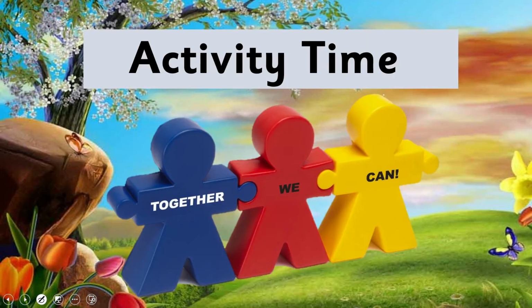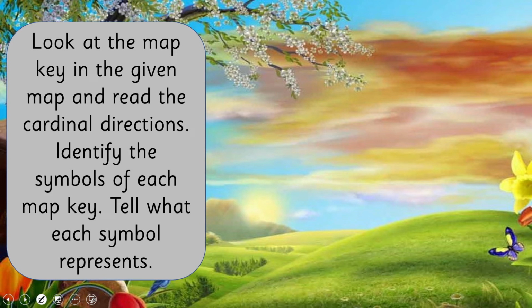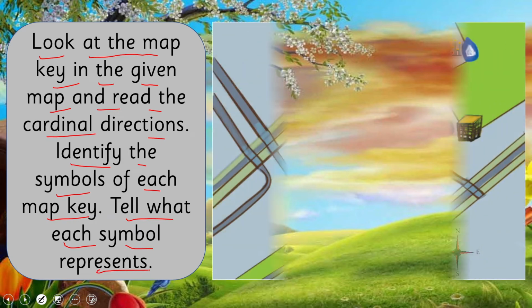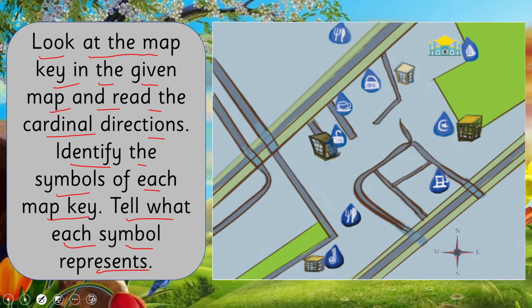Okay, good. So see there, now it's activity time, my dear students. Let's perform an activity and see what you have got about map reading. Look at the map key in the given map and read the cardinal directions. Identify the symbols of each map key. Tell what each symbol represents. Okay, my dear students, there is a map. See there and see how these are also cardinal directions: east, west, north and south.